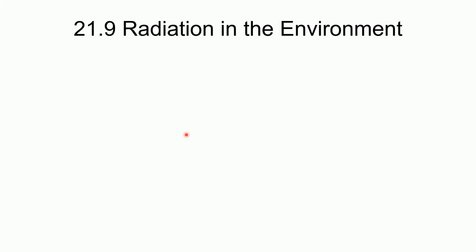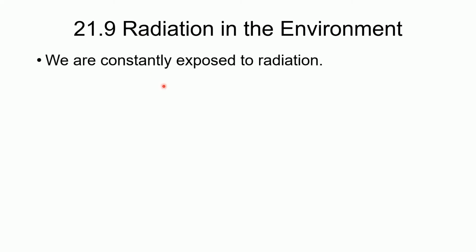All right, our last section in chapter 21, we're going to be looking at radiation in the environment and how radiation affects the human body. So we are constantly being exposed to radiation. There are small amounts of radioactive materials that are naturally occurring in the environment, and not just the ones that we have put there, but ones that are naturally occurring in the environment.